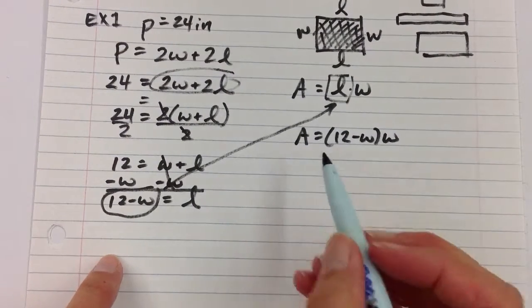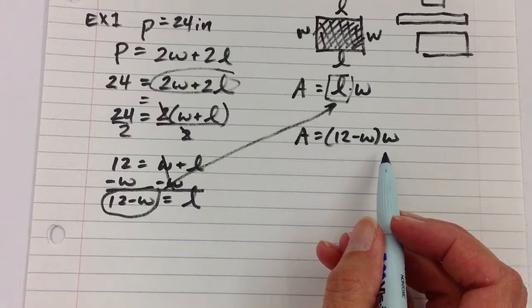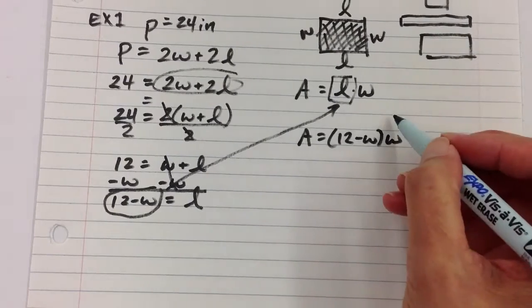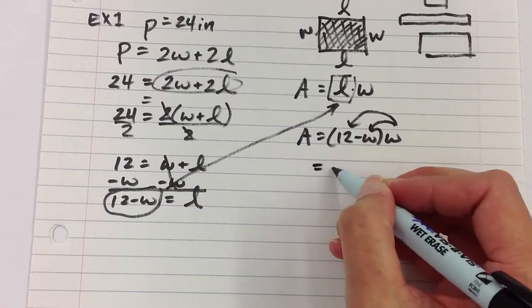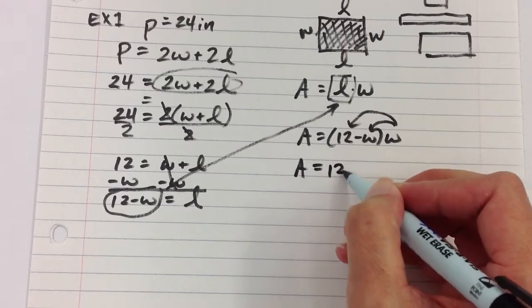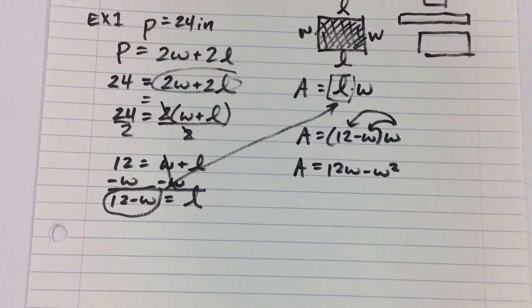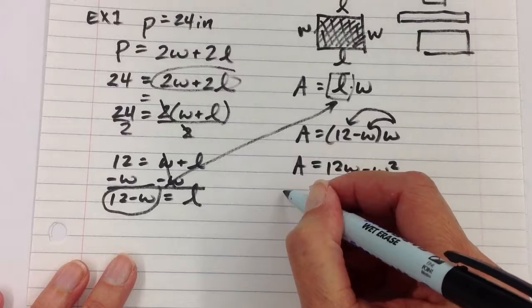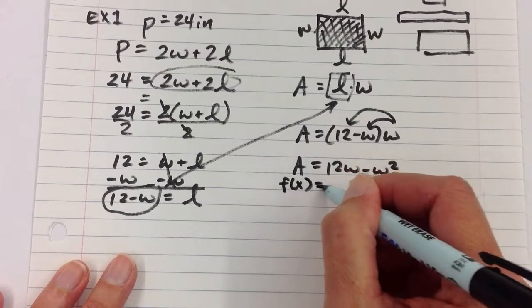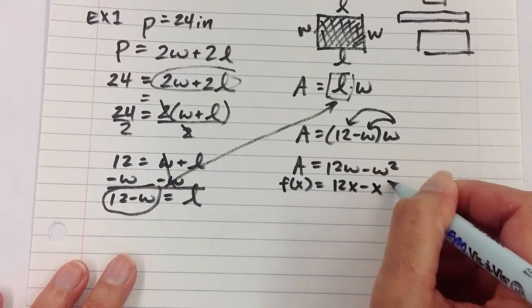And so basically we have a function here. And our function is in terms of w, but usually we have a y and we have an x. So let's go ahead and multiply this out, distribute it to simplify it, and we get area equals 12w minus w squared. Like I said, this is just a function. Normally we have a function like f of x is equal to, you know, this is just 12x minus x squared.